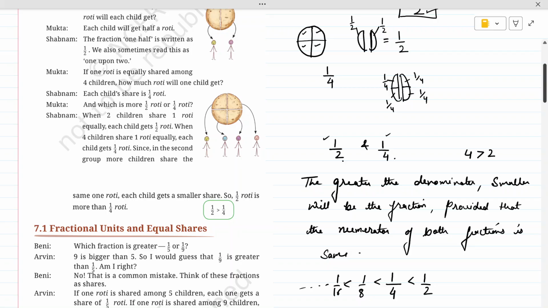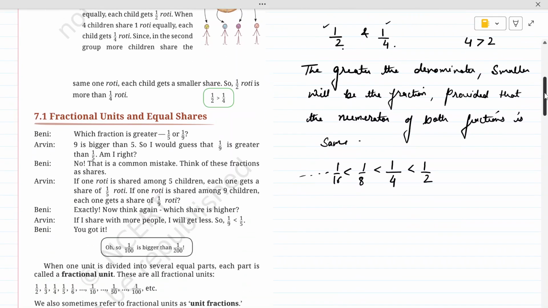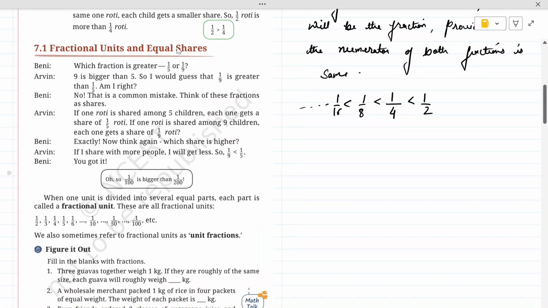Here the numerator should be the same. This is the first condition: if the numerator is the same, check the denominator. So the greater the denominator, the smaller will be the fraction. We have done all these rules in grade 5, and going further in the chapter, we'll again do these rules. We have questions based on these rules. Next, let's go to 7.1, fractional units and equal shares.